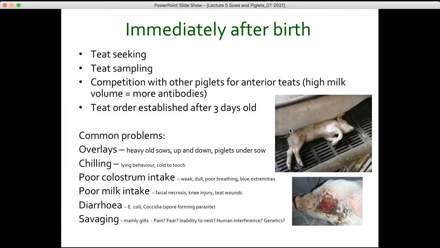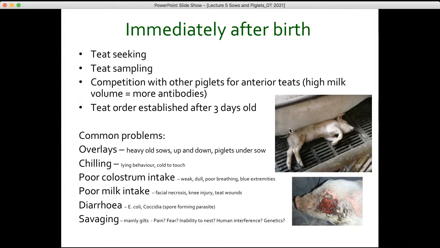Chilling is another common one. So when piglets are born, I'll show you in a sec, but they have very low energy stores and very low fat stores. So it's really critical for them to get to the teat as soon as possible. And chilling is a common cause for piglet losses. Poor colostrum intake is another common problem. So for whatever reason, the piglet can't get to the teat in the first 24 hours after birth.